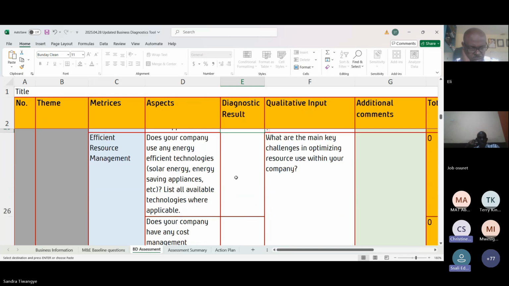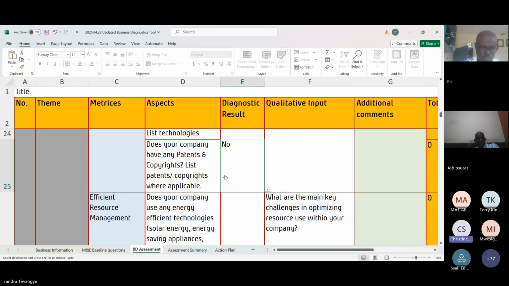The next question was on patents, whether you've registered any patents or copyrights. Let's also have an explanation on that if someone is unaware of whether to click yes or no. A patent is a legal right that gives you exclusive rights to use an innovation without any interference, so that there are no other players in the market to allow that innovation to take place. So that is a patent.